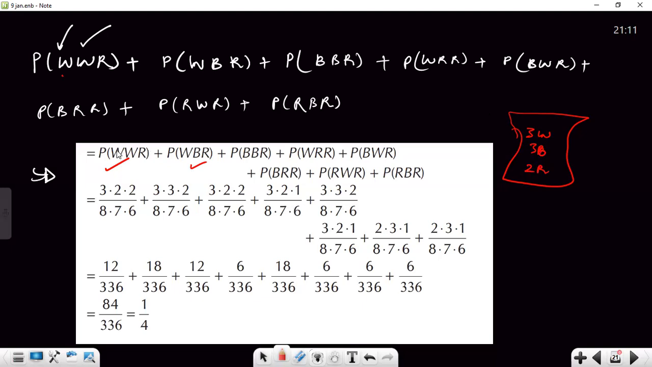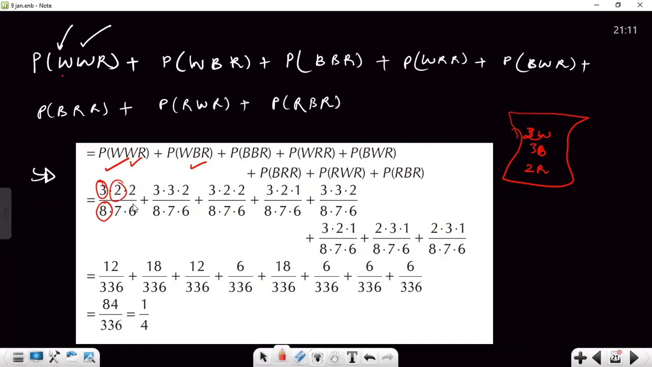Initially, we took out a white ball. For taking a white ball first, the total favorable outcomes are three, and the total balls are eight, so eight total outcomes. After we have taken out one white ball, there are only seven balls in the bag, and only two white balls. Now for taking out another white ball, there are only two favorable outcomes.